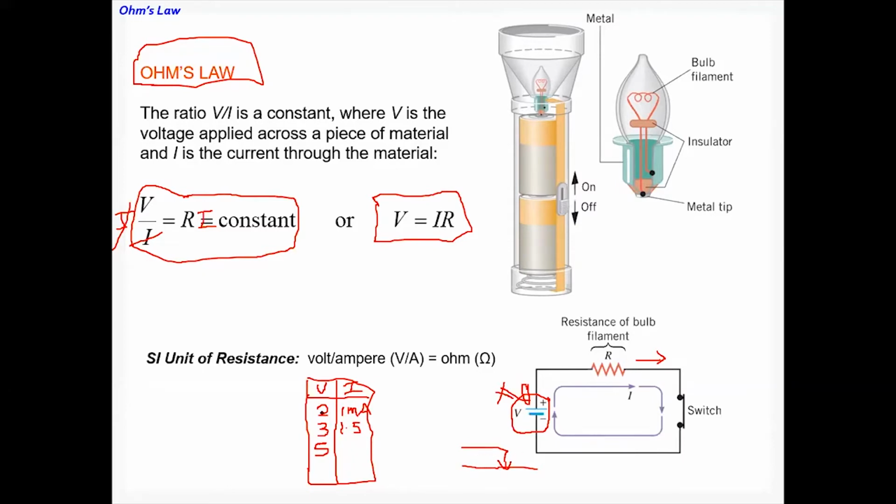So in the beginning, we make 2 volt, and slide this guy a little bit, then make it 3 volt, and slide this guy a little bit, make it 5 volt. That's how you change the voltage, okay? 2 volt, 3 volt, 5 volt. In the 2 volt, you have the current equals 1 milliamp. In the 3 volt, you have the current equals 1.5 milliamp. Now in the 5 volt, you have, let's say, 2 milliamp.